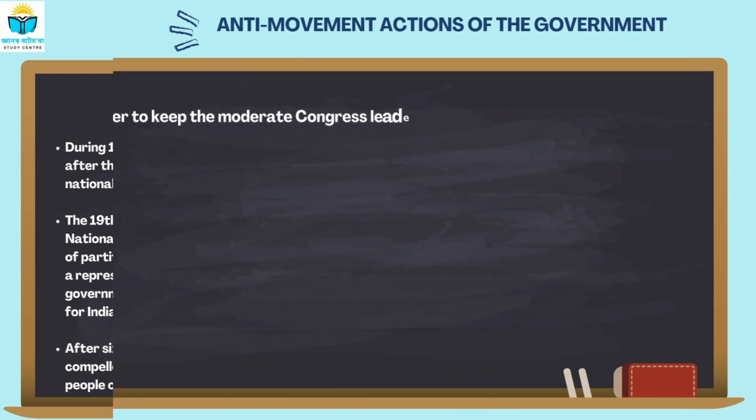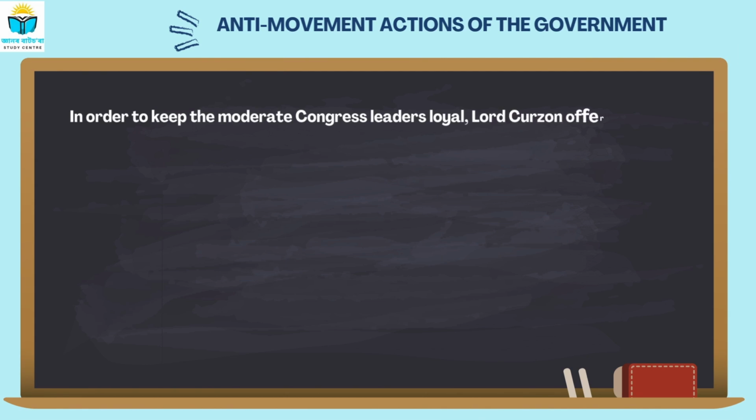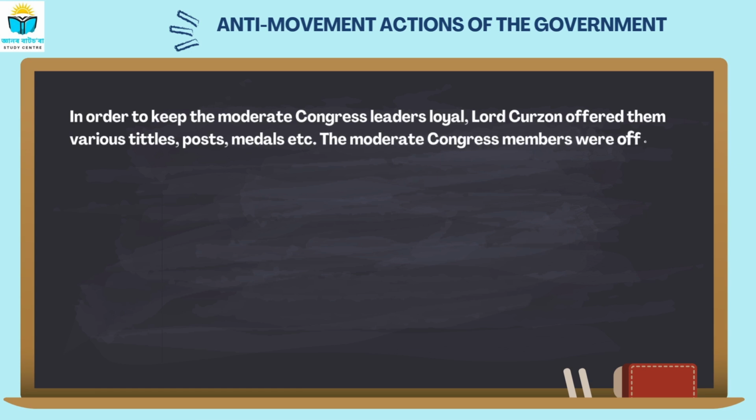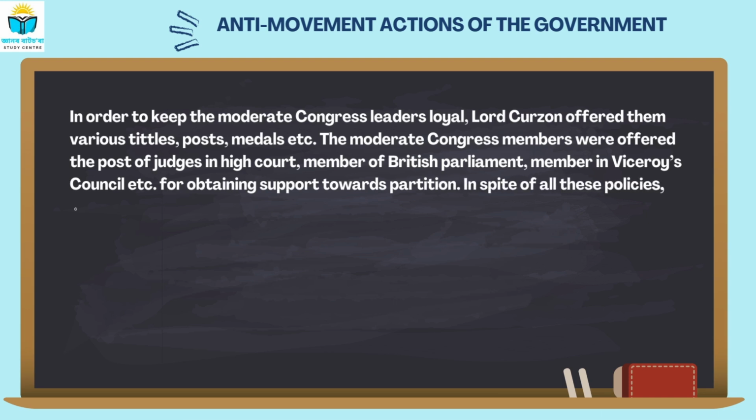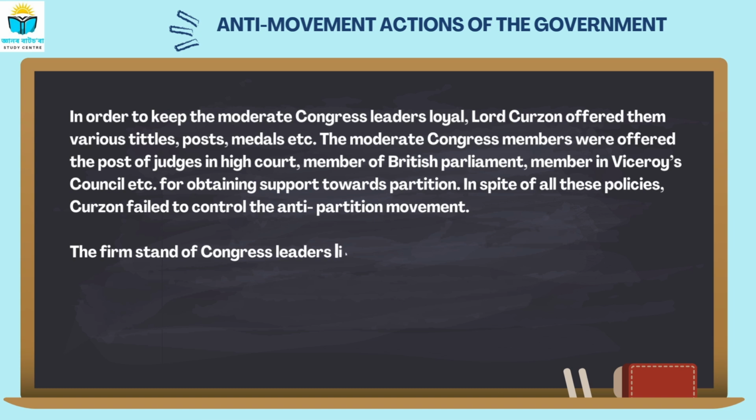Anti-movement actions of the government. To weaken the anti-partition movement, the British government took several strategic steps. Lord Curzon tried to win over the moderate leaders of Congress by offering them titles, posts, medals, and other honours. Moderate leaders were offered positions like High Court judges, members of the British Parliament, and seats in the Viceroy's Council in exchange for support towards the partition. However, these tactics failed, and Curzon could not suppress the growing protest against the partition.